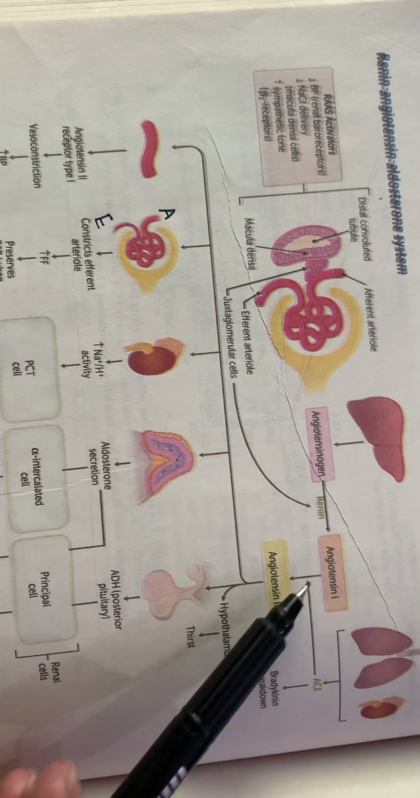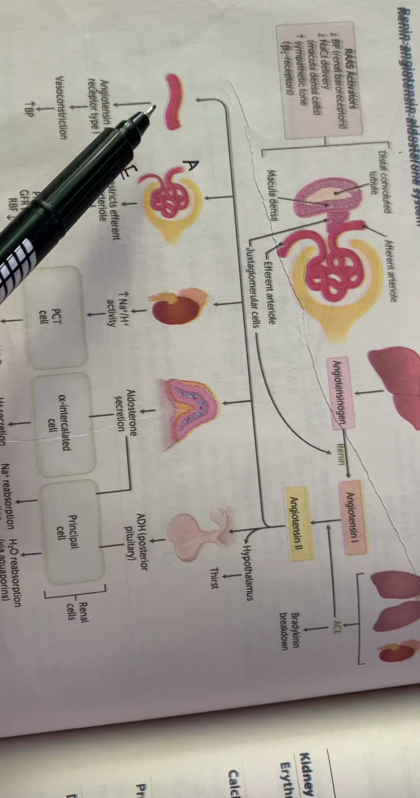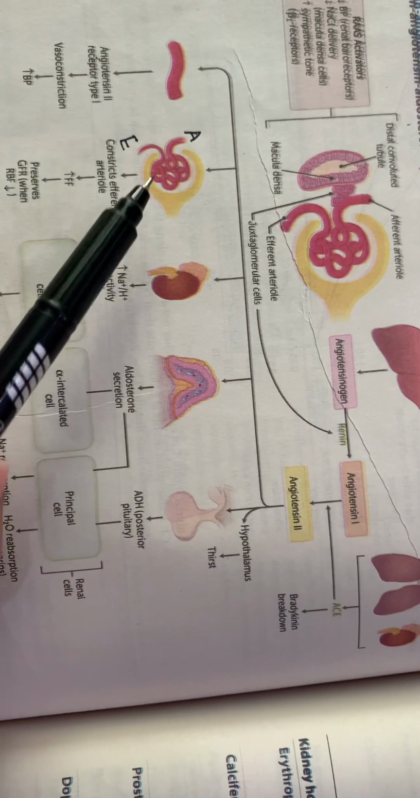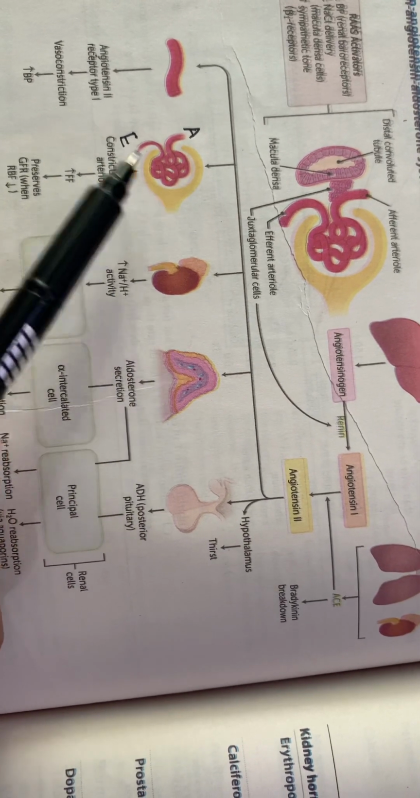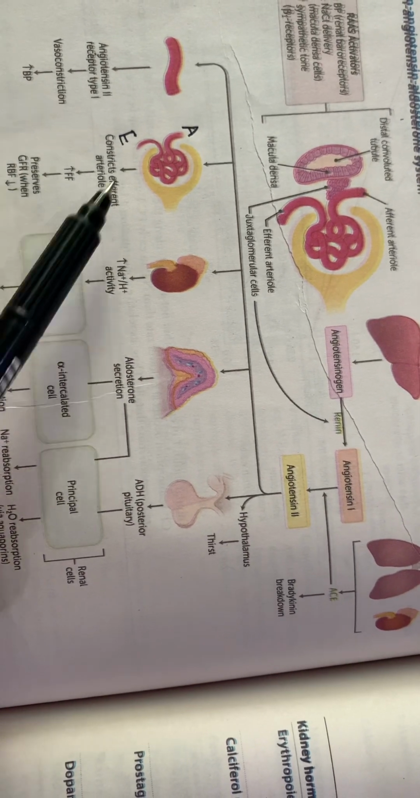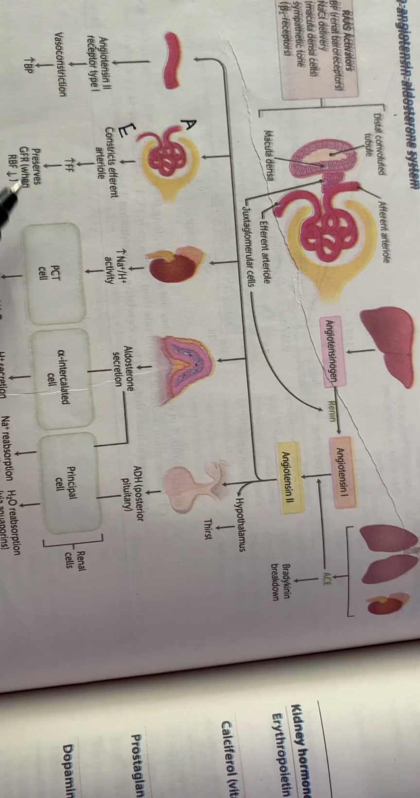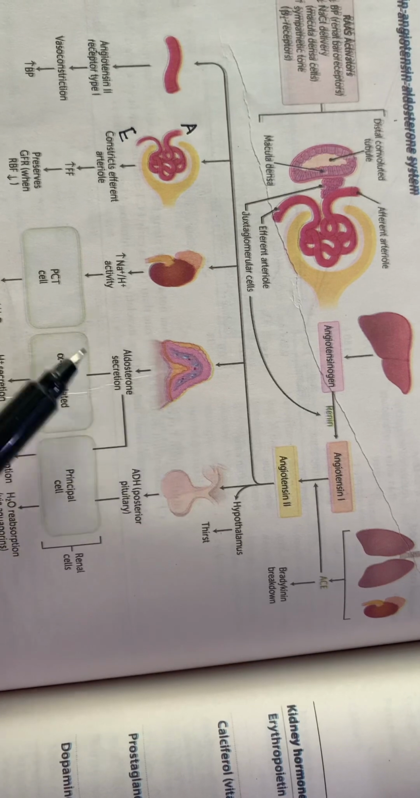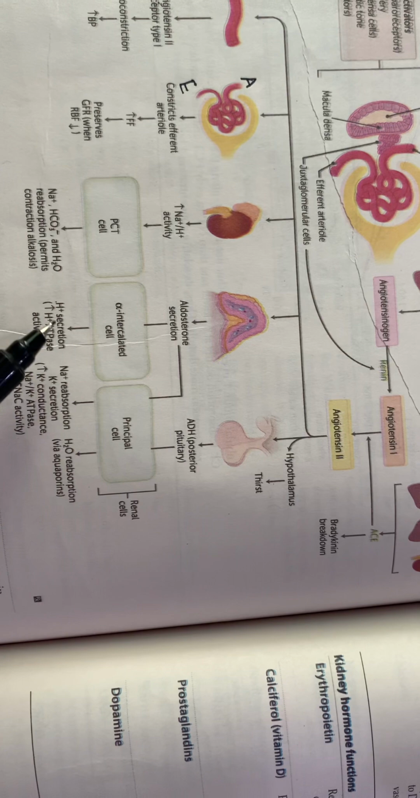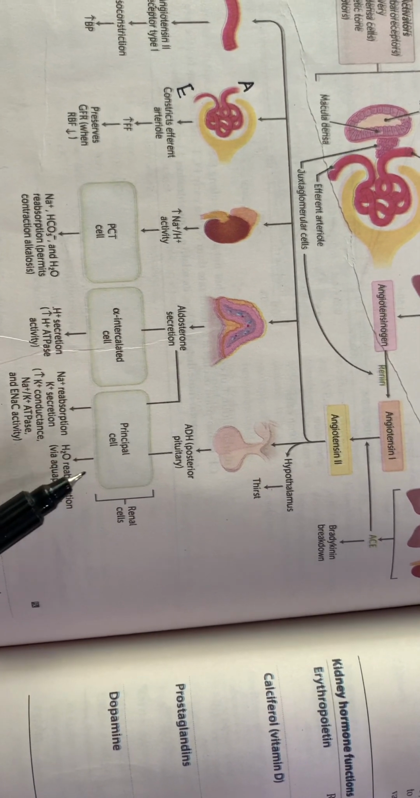So it converts angiotensin 1 to angiotensin 2, and angiotensin 2 then acts on the vessels, causing vasoconstriction and increased BP. It acts on the glomerular efferent arterioles of the kidneys to increase the fluid flow, and it preserves the glomerular filtration rate. Then it acts on the alpha intercalated cells and principal cells of the renal cells, where it increases hydrogen secretion and potassium secretion and increases sodium and water reabsorption.